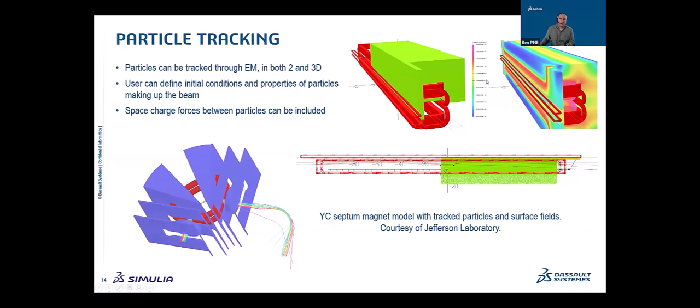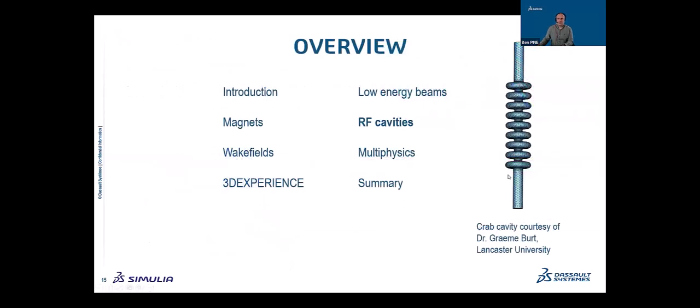And then on the top right, we've got another model from Jefferson Laboratory, which is an exceedingly complicated septum magnet with lots of different coils. The steel is quite saturated. You can see the red, you're going up to well above 2 Tesla. And again, we can see some particle tracks going through where we're looking at how that septum is separating out those particles. So that was a brief look at accelerator magnets, and we're now going to have a look at some RF cavity simulation.